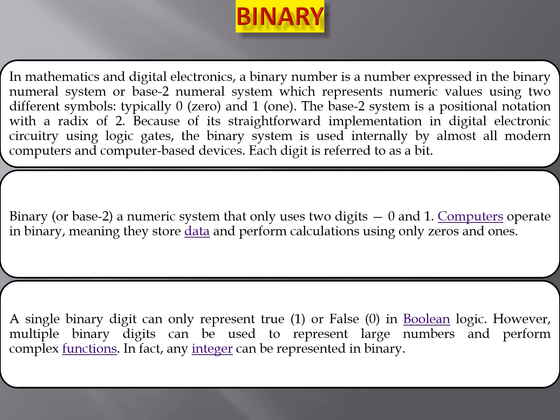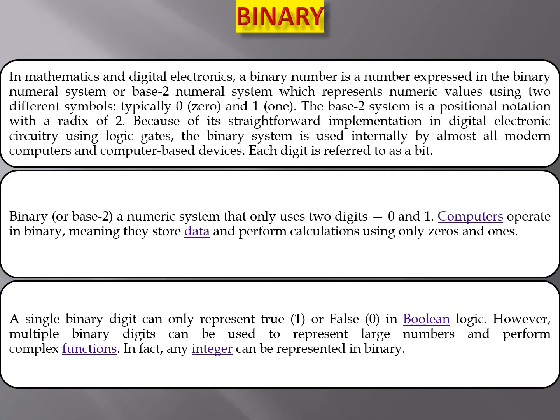In mathematics and digital electronics, a binary number is a number expressed in the binary numeral system, which represents numeric values using two different symbols, typically 0 and 1. The base 2 system is a positional notation with a radix of 2. Because of its straightforward implementation in digital electronic circuitry using logical gates, the binary system is used internally by almost all modern computers and computer-based devices.